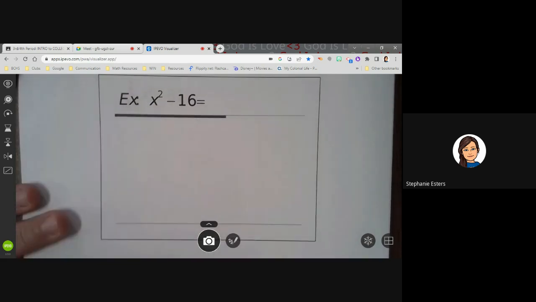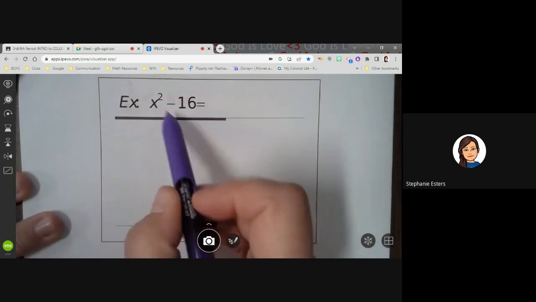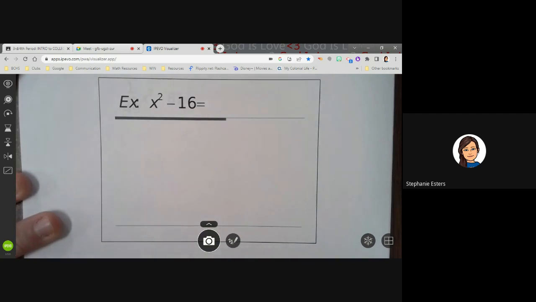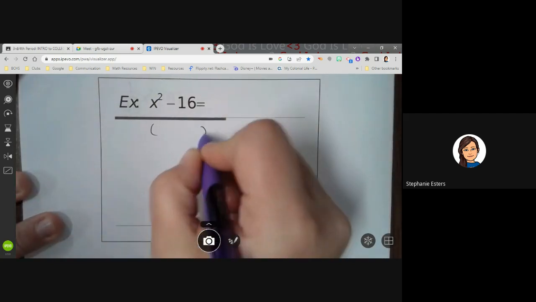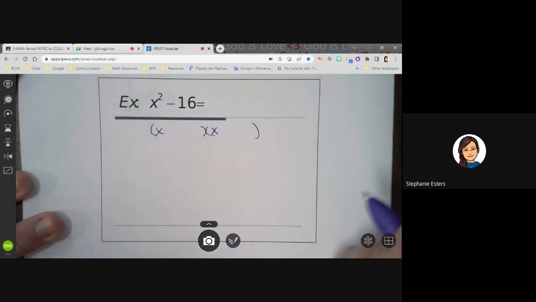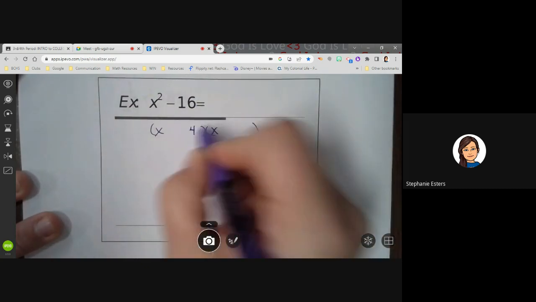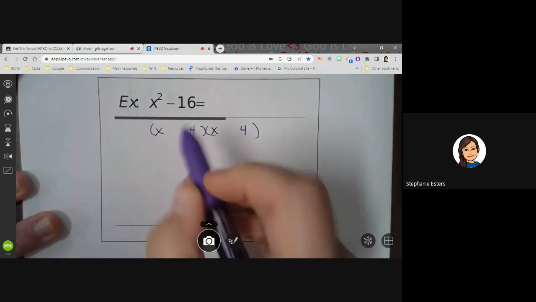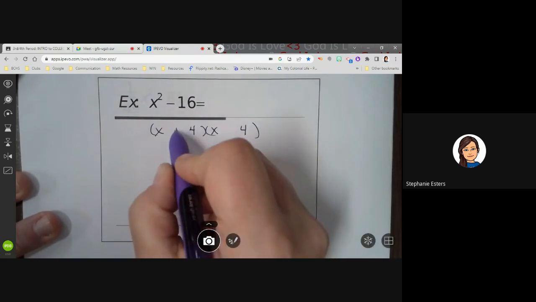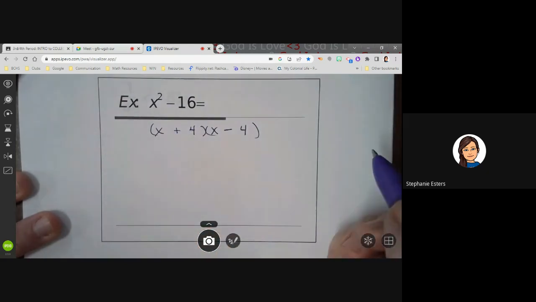So if I look at this example, I know that it's a difference of squares because I see the minus sign, first of all. And then I know that x squared is x times x. And I know that 16 is 4 times 4. As with all difference of squares, one is a positive and one is a negative.